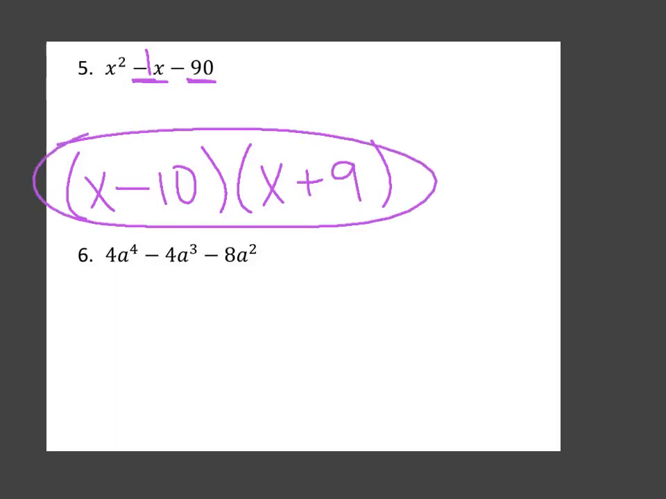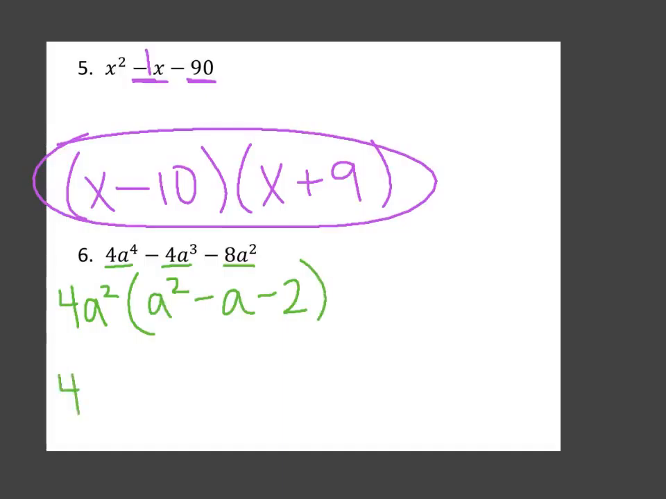Number 6, try GCF first. When I look at these three terms, I see they all have a 4 in common, and they all have an a squared in common. So that would leave me with 1a squared minus 1a minus 2.